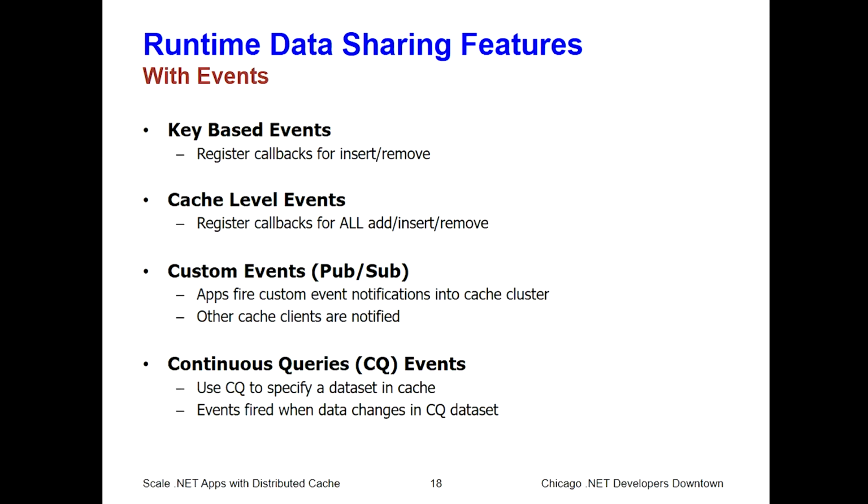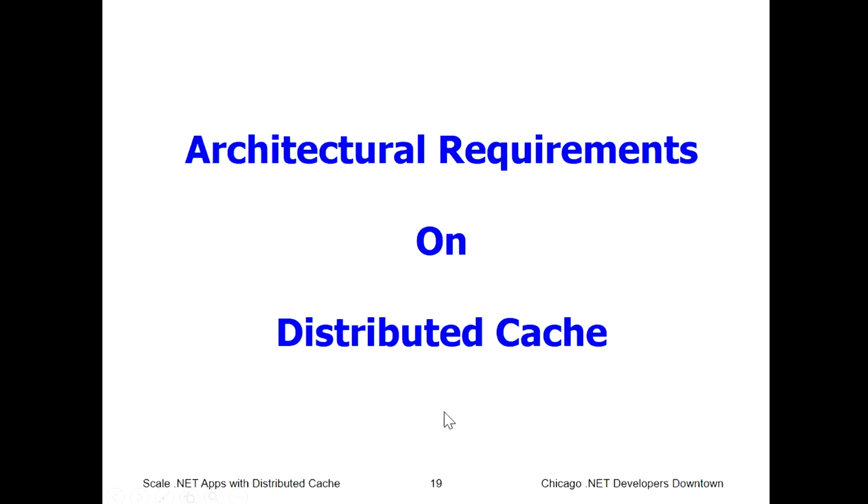Quickly, runtime, we've gone over, so there's key-based events, there's cache-level events, there's custom pub-sub type of events, there's continuous query. A continuous query is also a feature that only NCache has on the .NET side. Java side caches have it, but on the .NET side, only NCache has it. I'm not going to go into the detail of this because then I won't be able to cover the other part.